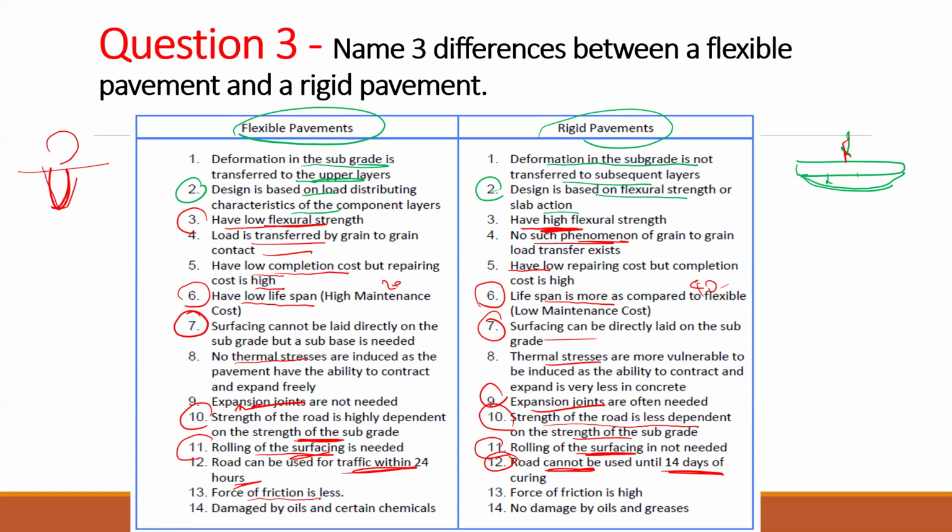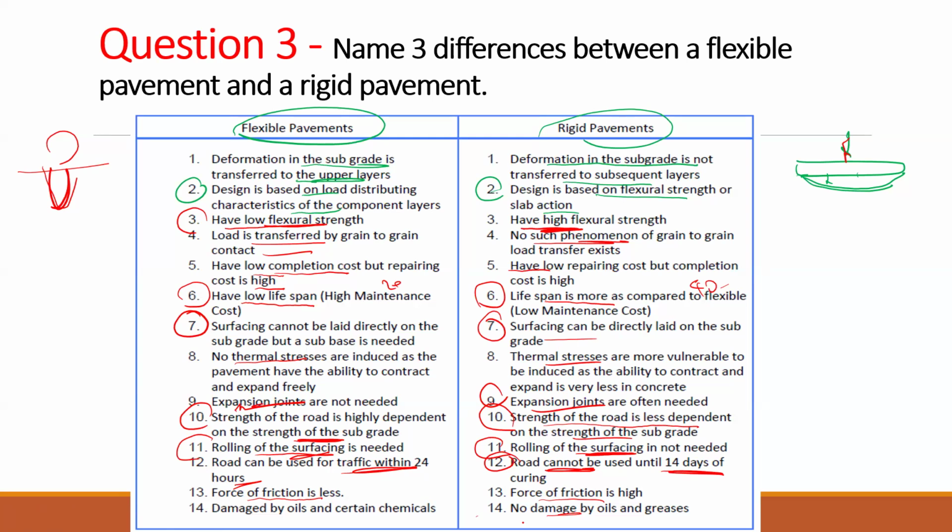Force of friction is less. Here, the force of friction is high. So you can feel when you drive. Concrete has more friction, the surface has more friction. The flexible pavement can be damaged by oils and chemicals because the bitumen reacts with the chemicals. But if you look at rigid pavement, it's not reacting with oils and greases.